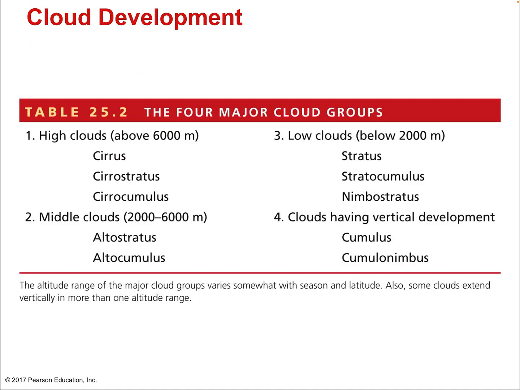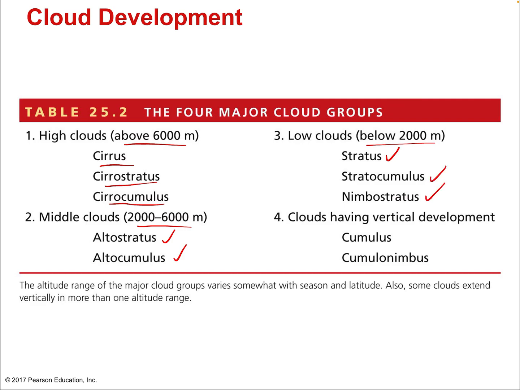or altitude, I should say. So we have very high clouds above 6,000 meters. Those are our cirrus, our cirrostratus and our cirrocumulus. Then we have middle elevation clouds between 2,000 and 6,000 meters, the altostratus, the altocumulus. Then we have low clouds. These are the ones below 2,000 meters: stratus, stratocumulus, and nimbostratus.